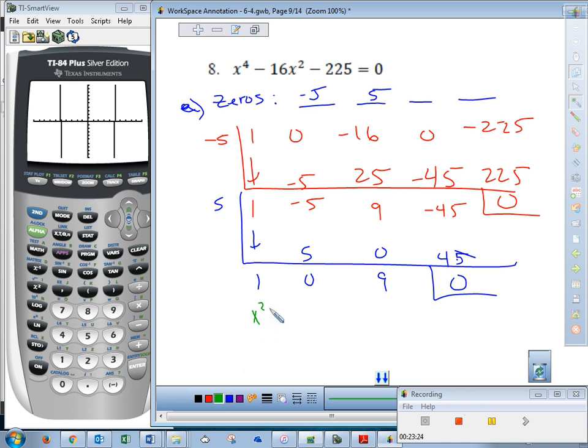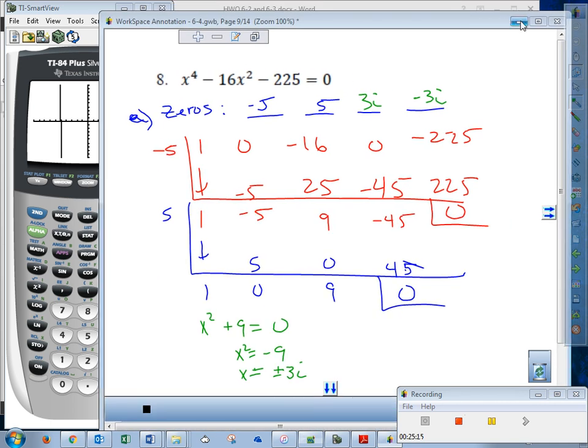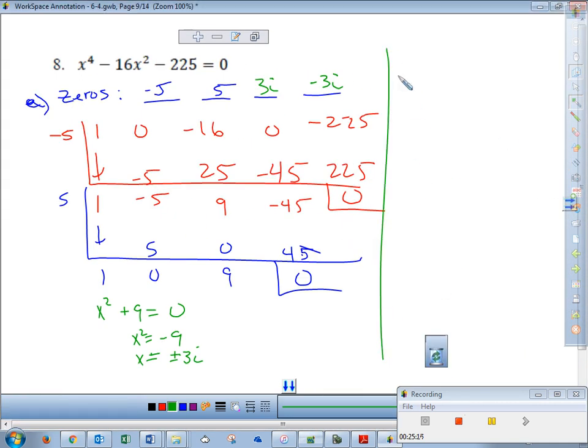This says x squared plus 9 equals 0. All right, this is x squared. There are no x's, 9 constants. You want to know when it's equal to 0. Subtract 9 from both sides, and x equals the square root of negative 9, plus or minus 3i. So then you can write him in factored form: x plus 5, x minus 5, x plus 3i, x minus 3i equals 0.